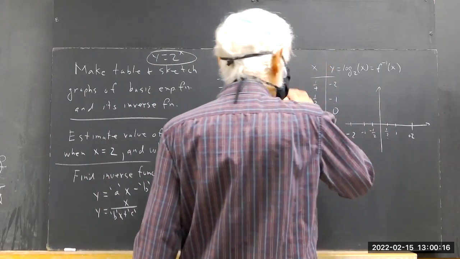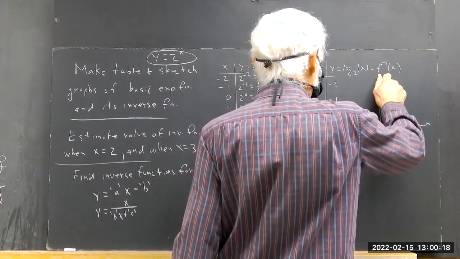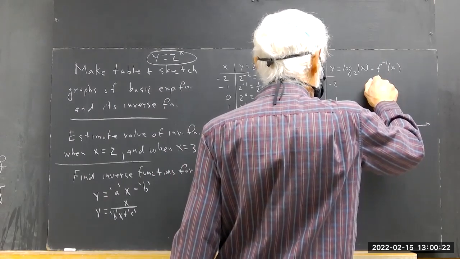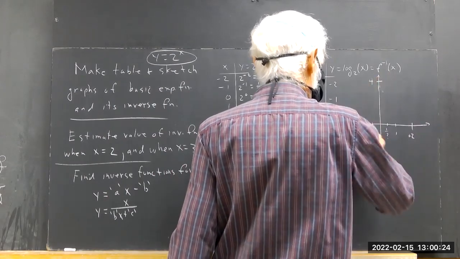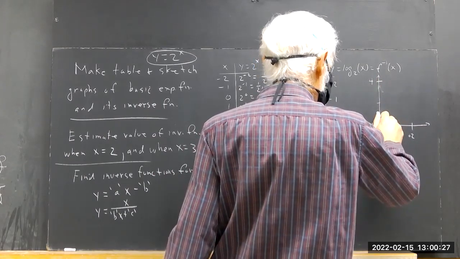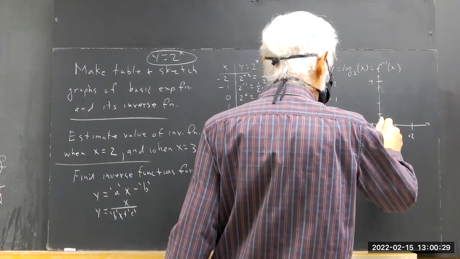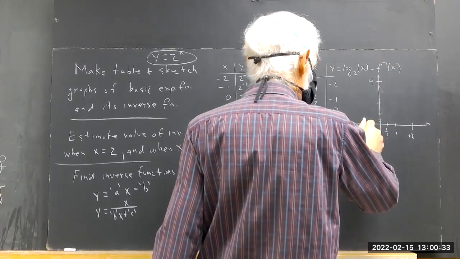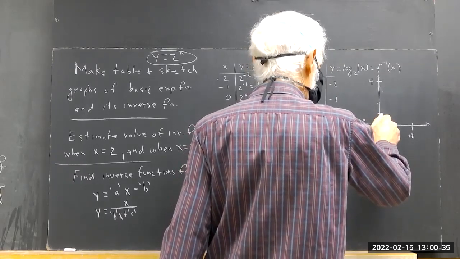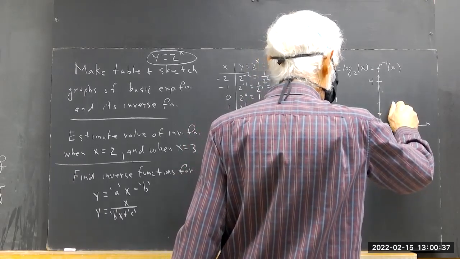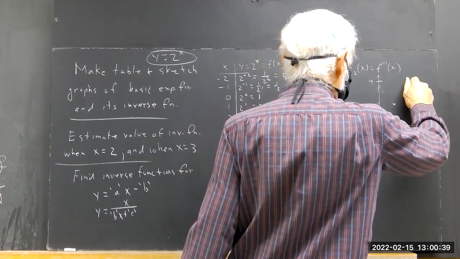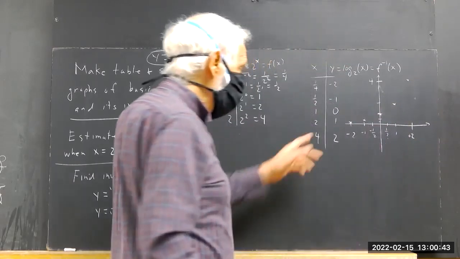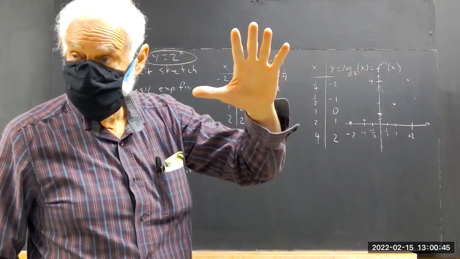Then we need values up as high as 4. Well, let's make this a little more consistent in scale. So 4 is here, 2 is here, 1 is here, 1/2 is here, 1/4 is here. A lot of people got a really pretty good looking graph here. And then that's our basic exponential function, just those 5 points.